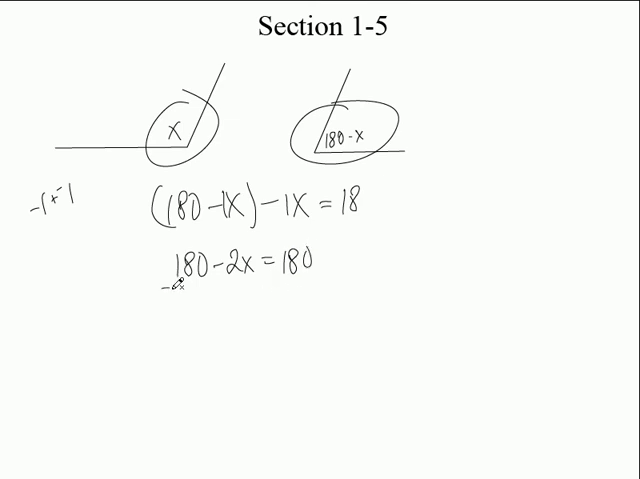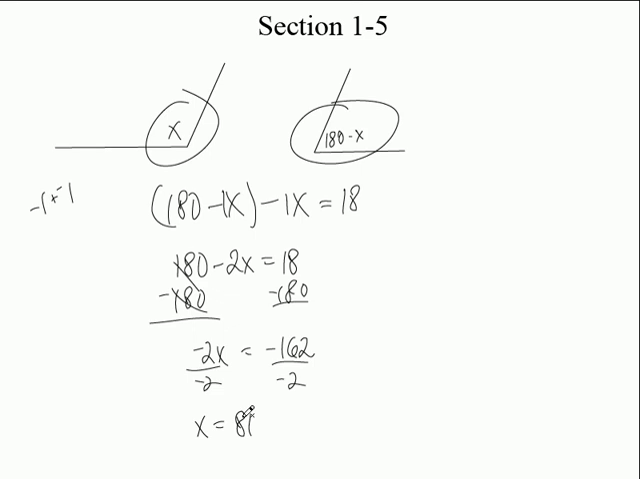Let's do the math. Subtract 180 from both sides. I don't know why, I was thinking of my next step. So it's minus 180 from this side. Oops, okay, minus 180 from this side. Let's see what we get. That cancels out. Bring down the minus 2x. What's this going to be? Negative 162. All right. Divide by negative 2. And what is that? 81, right? Positive 81. So that's what X is.